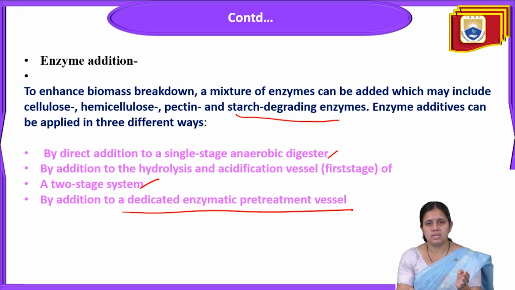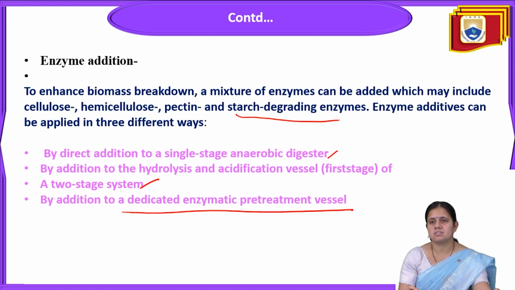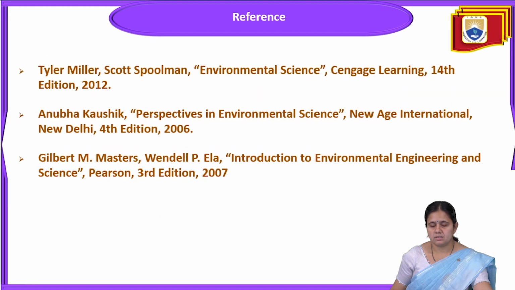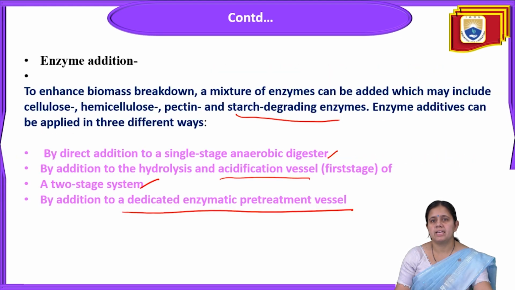So what it does is enhance the biomass breakdown, and a mixture of enzymes that may include cellulose, hemicellulose, pectins and starch degrading enzymes can be added. These additives can be applied in three ways: by direct addition to a single stage anaerobic digester, by addition to the hydrolysis and acidification vessel, and by addition to a dedicated enzymatic pretreatment vessel. And this is about enzyme addition to the pretreatment process.